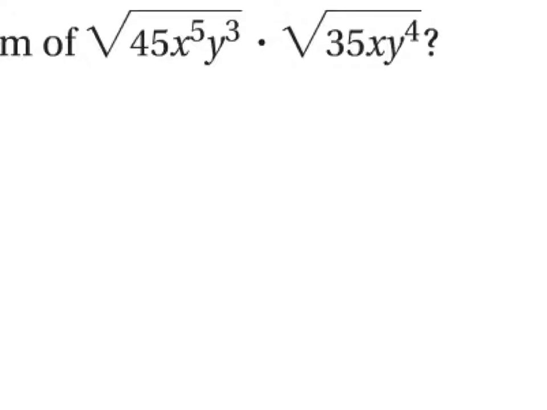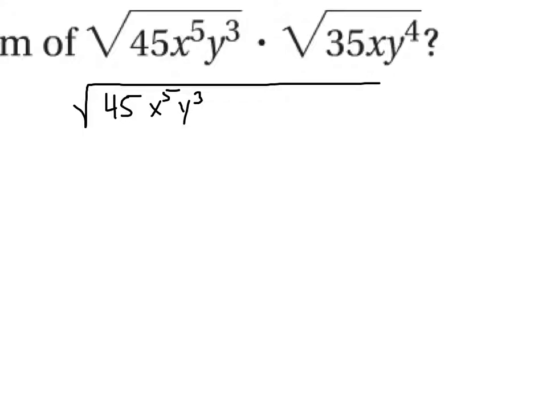Now, you are probably already noticing that this one is not as easy to multiply together as the last one was. I mean, 72 times 10 is pretty easy to do in your head, but 45 times 35 is not. So how are we going to go about this? Well, first off, let's just write them together as the radicand. So 45 x to the 5th y cubed times 35 x y to the 4th. Okay?